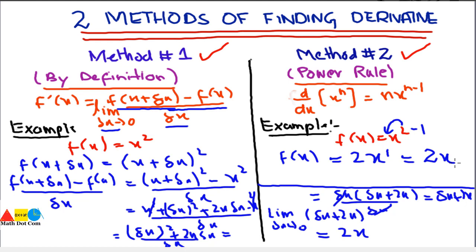One is by definition or by first principle, and the second is by the power rule, and the easiest, or the quickest one, is the power rule, while the by definition or the proper method is longer as compared to method number 2. So this is how you can find the derivative. In the next lecture we will see different kinds of functions and how you can find the derivative by using both of these methods.